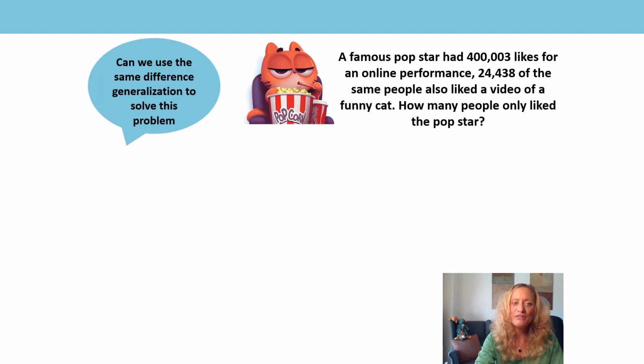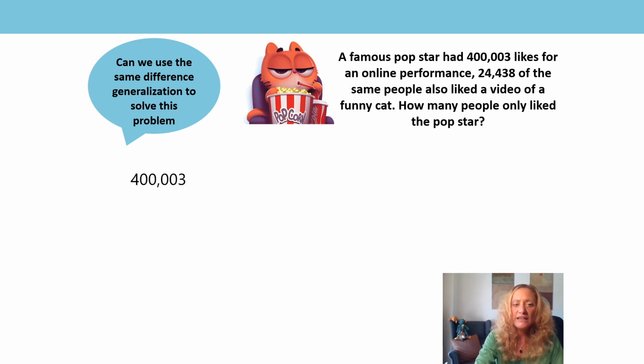Do you think we can use the same difference generalisation to solve this problem? Let's read it together. A famous pop star had 400,003 likes for an online performance. 24,438 of the same people also liked a video of a funny cat. How many people only liked the pop star? Okay, so we're finding the difference, aren't we? We're finding the difference between the number of people who liked the online performance and those who also liked the cat. Do you think you can help me write this in a linear equation?